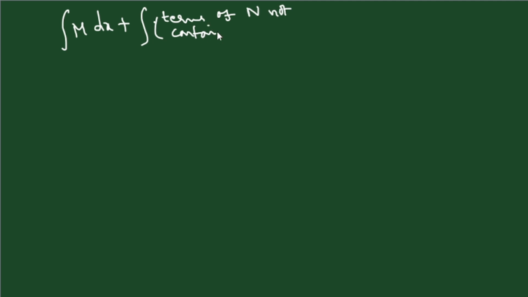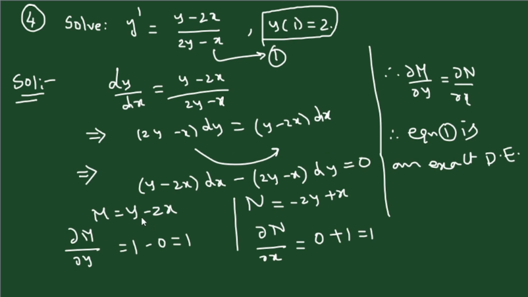Now, the solution is of the form integral m dx plus integral terms of n not containing x dy equal to c. And here in the first integral, y should be kept as constant. What is m? M is y minus 2x. You always search for m and n here only. Okay. After simplification, you will get m equal to y minus 2x.